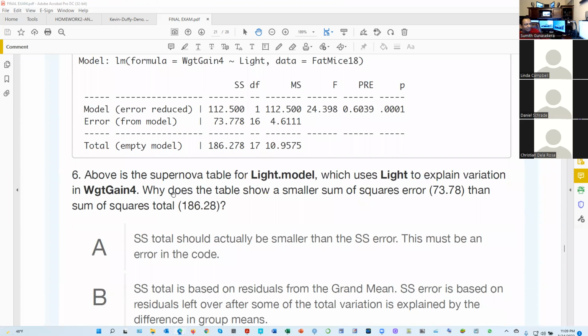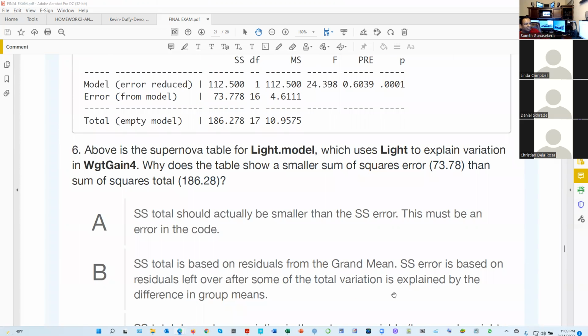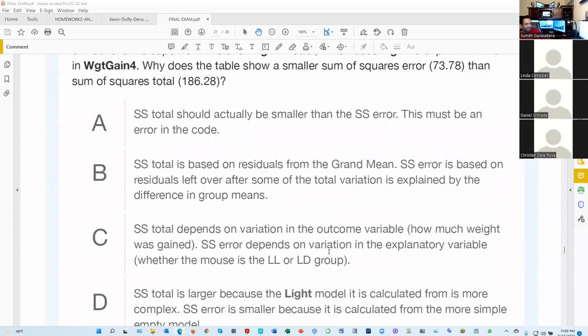Then again, above is a supernova table which uses the light to explain variation. What does the table show? Smaller sum of squared error than sum of squared total. They ask why this is smaller. This is small, this is bigger. That's why they say 182 and, I'm sorry, 73. This one and this one differ. Why do they differ? This is the total, and that's the error carried from the empty model.